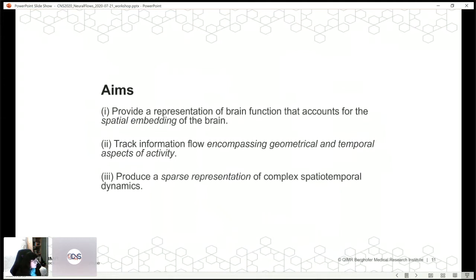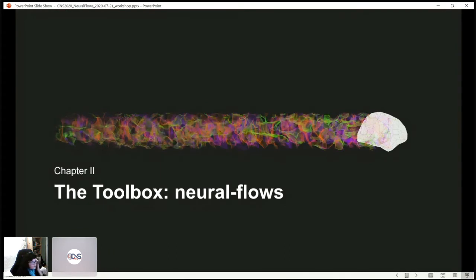So we will be working with volumetric images and 4D images, because they are three-dimensional in space and they evolve in time. So let me tell you a little bit about the toolbox, which is called, unsurprisingly, Neural Flows.